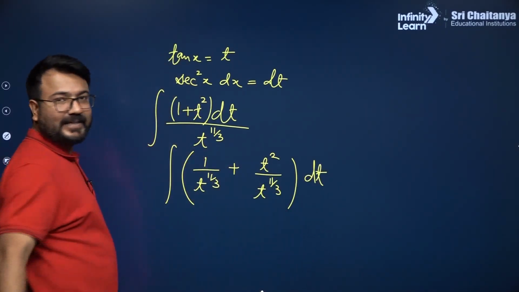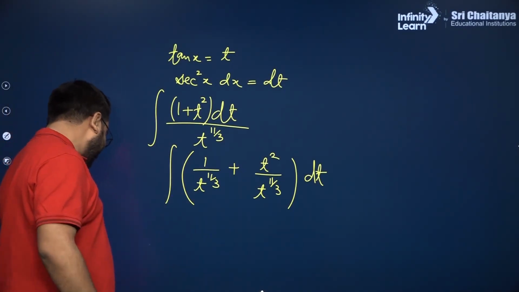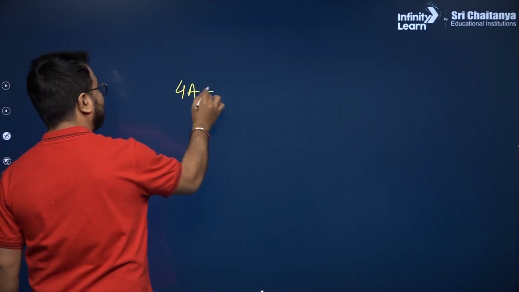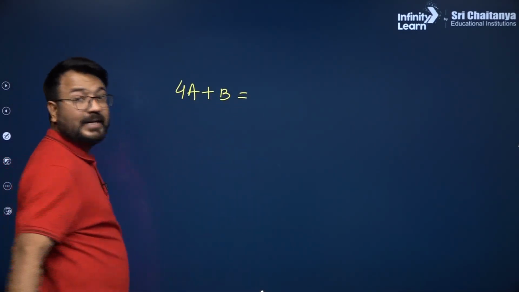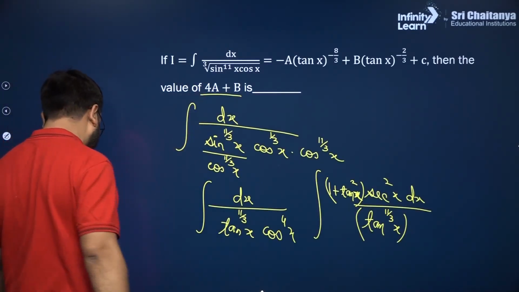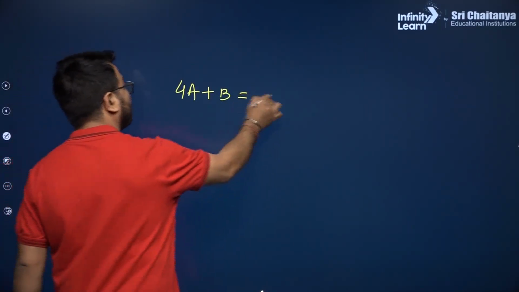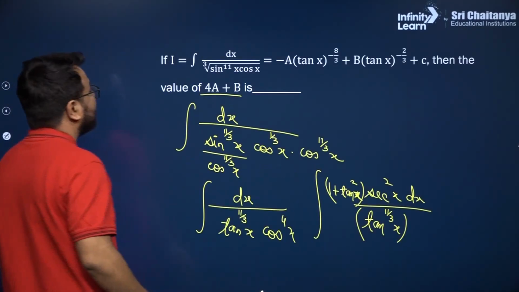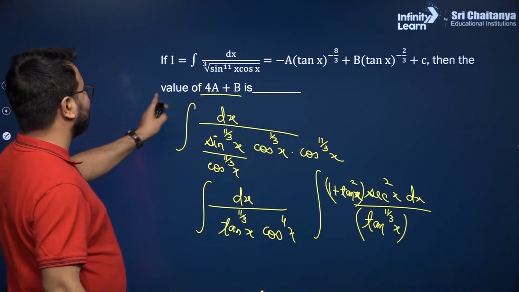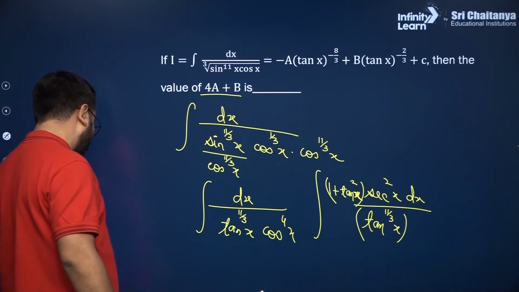I'll first of all integrate this function, then I'll put the value of tan theta. After substituting the value of tan theta, what I observe is the value of a and b that we are obtaining. If I substitute that a and b, because I need to get the value of 4a plus b in this particular question, 4a plus b will be equal to negative 3. Now they have asked us to get the value of 4a plus b in this question, so the answer of this question will be equal to negative 3.